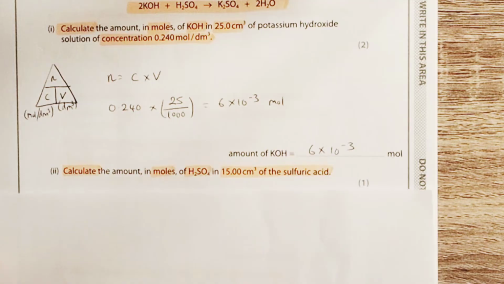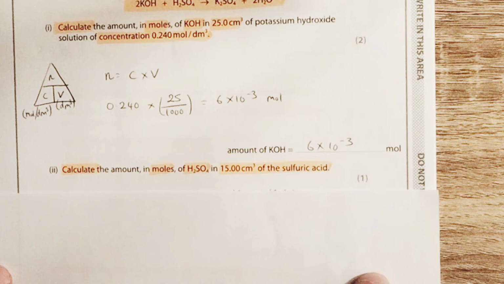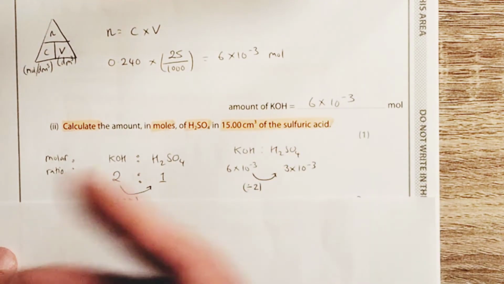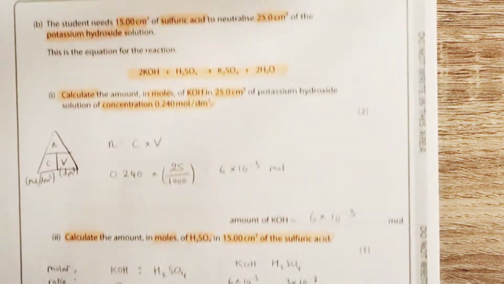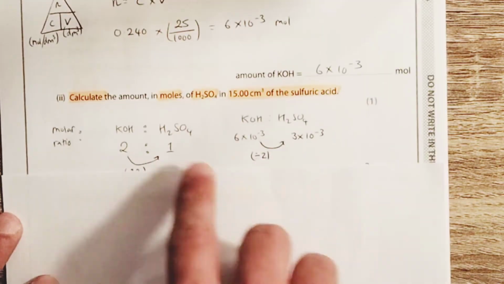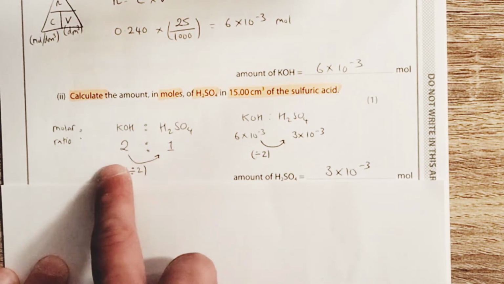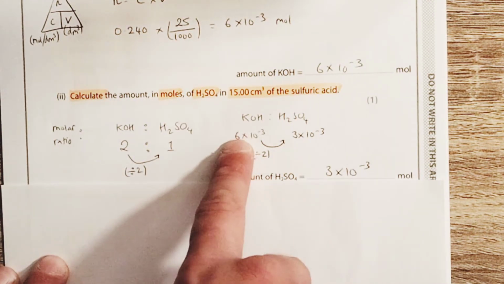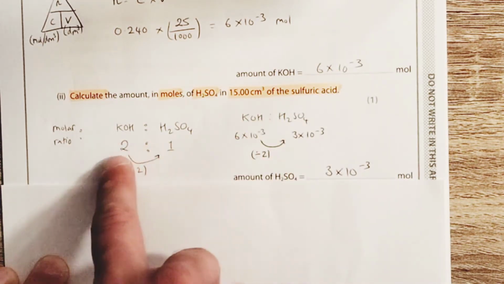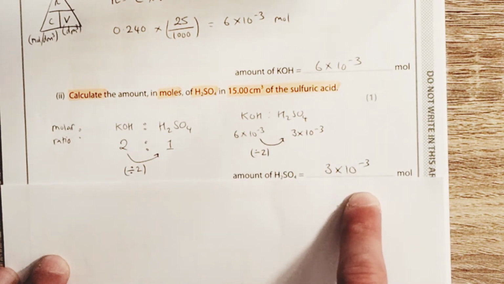Unsurprisingly, the next thing they want to work out is the amount of sulfuric acid in the 15 centimeters cubed of acid itself. That's going to be using the molar ratio, comparing what we now know to the unknown. So the molar ratio from the balanced equation is a 2:1 ratio of potassium hydroxide to sulfuric acid. So I've simply re-recorded that down here. And I know to get myself from 2 to the 1, we know the 2, we don't know the 1, I have to divide by 2. So if I now divide our known moles of potassium hydroxide, which is 6 times 10 to the minus 3, by 2 as well, following the same molar ratio, I get 3 times 10 to the minus 3 moles of sulfuric acid it will be reacting with.